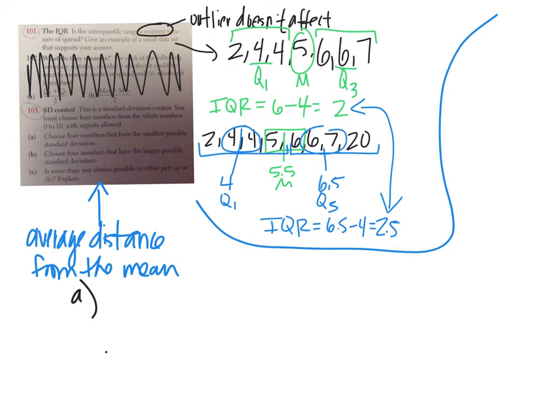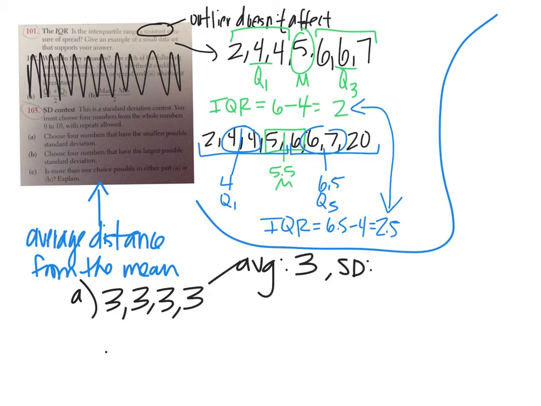There's multiple answers for this, but I'm thinking 3. What if these were my 4 numbers? Let's think for a minute. What would the average be? 3 plus 3 plus 3 plus 3 divided by 4 would be 3. And what's the average distance from the mean? 0. All the numbers are 3, so they're all exactly equal to the mean. And so really we could put any 4 numbers in a row here, and this would be the smallest standard deviation.